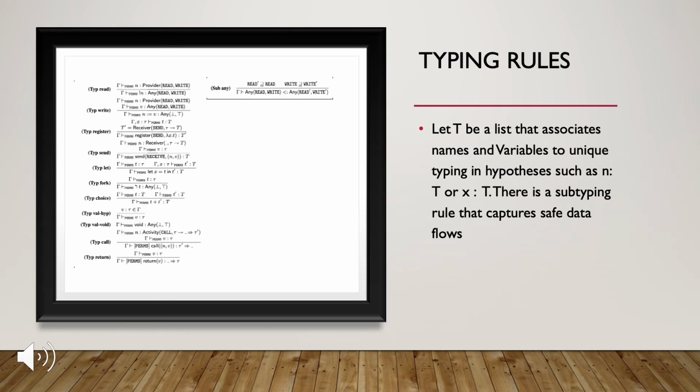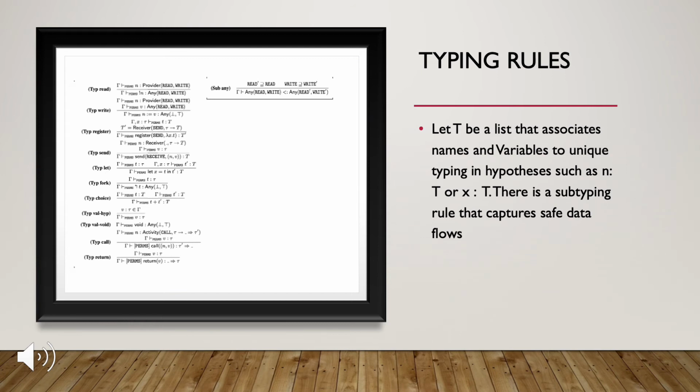In the previous slide, we went over the type system. It's important for us to go over the typing rules now. Let gamma be a list that associates names and variables to unique typing hypotheses such as N to T or X to T, where T, again, would be a generic type.